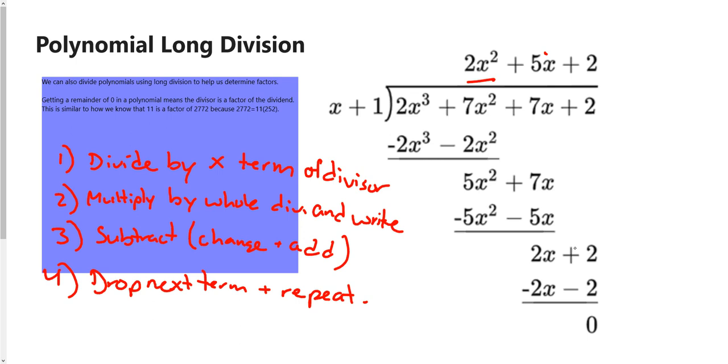Drop down the 2. Now divide again. 2x divided by x is 2. Now multiply 2 by x plus 1, 2x plus 2. Change signs and add. And when that happens, all your terms disappear. And at the end, you're left with 0. That 0 is your remainder. That means the division worked out evenly.